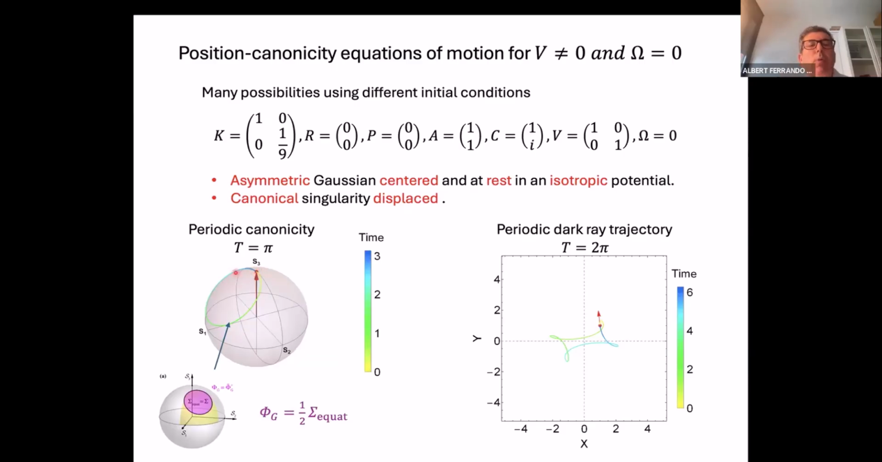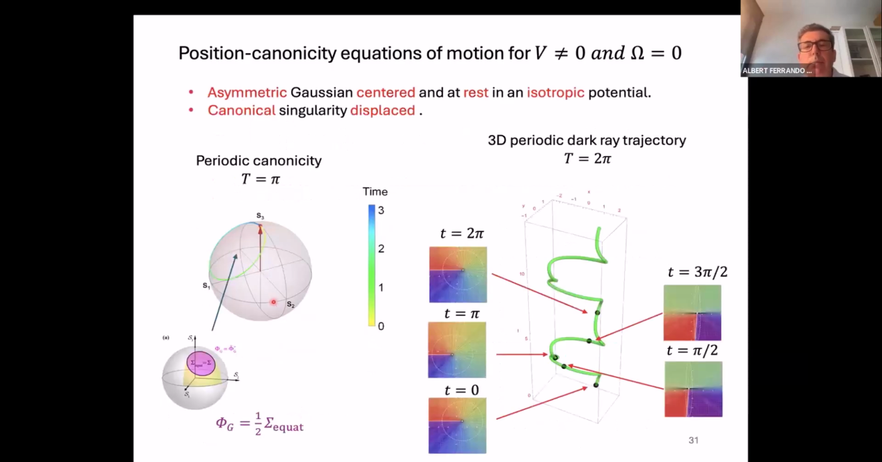And in this case, we can really talk about a geometrical phase because we are encircling in the canonicity sphere a finite solid angle. This can be better seen in 3-dimensional. So you can see here how the trajectory, in fact, is making this motion towards propagation distance.